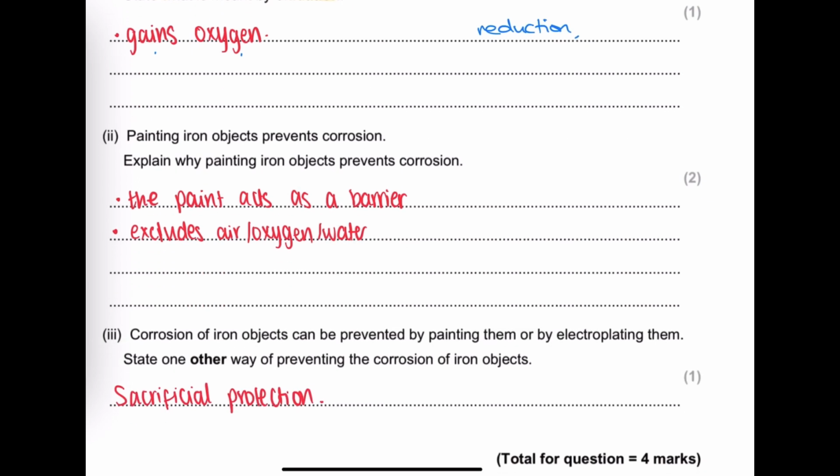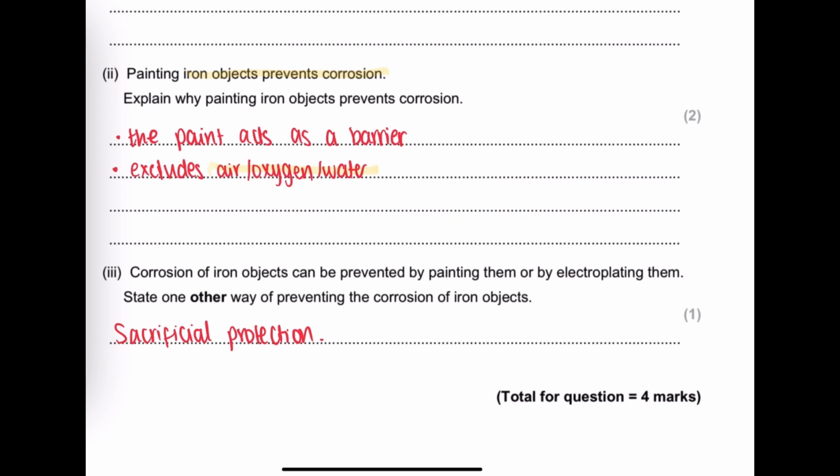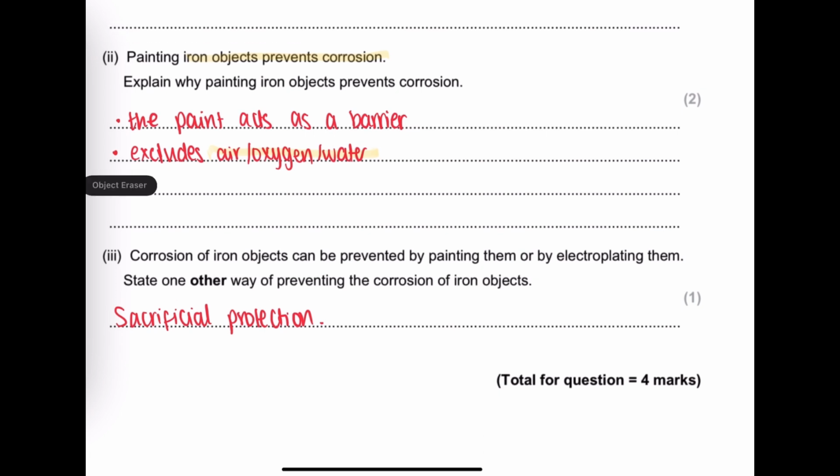Painting iron objects prevents corrosion. Explain why painting iron objects prevents this corrosion. This is because the paint acts as a kind of barrier and shield, which means it is able to exclude any air, oxygen, or water that touches it, because these are what make it corrode from the beginning. Corrosion of iron objects can be prevented by painting them or electroplating them.